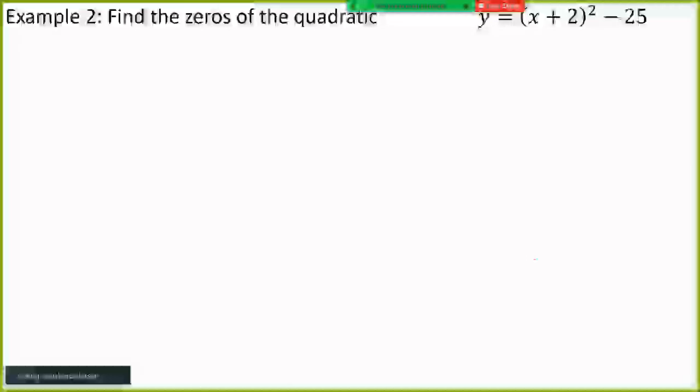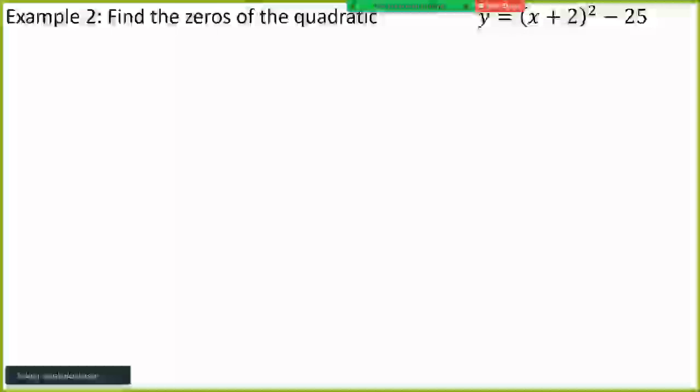Now, here's an example 2. What if we're given a polynomial in vertex form and told to find the zeros? So if it's in vertex form instead of ABC form, what do we do? Well, it's the same as what we just did in example 1, except we have to put it first into standard form. Standard form is ABC form. So how do we start?